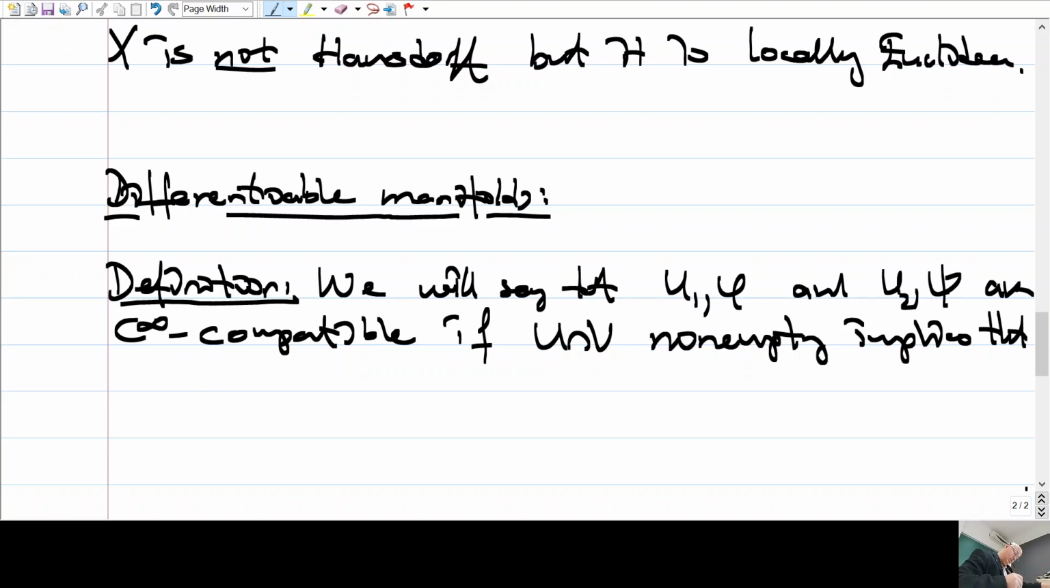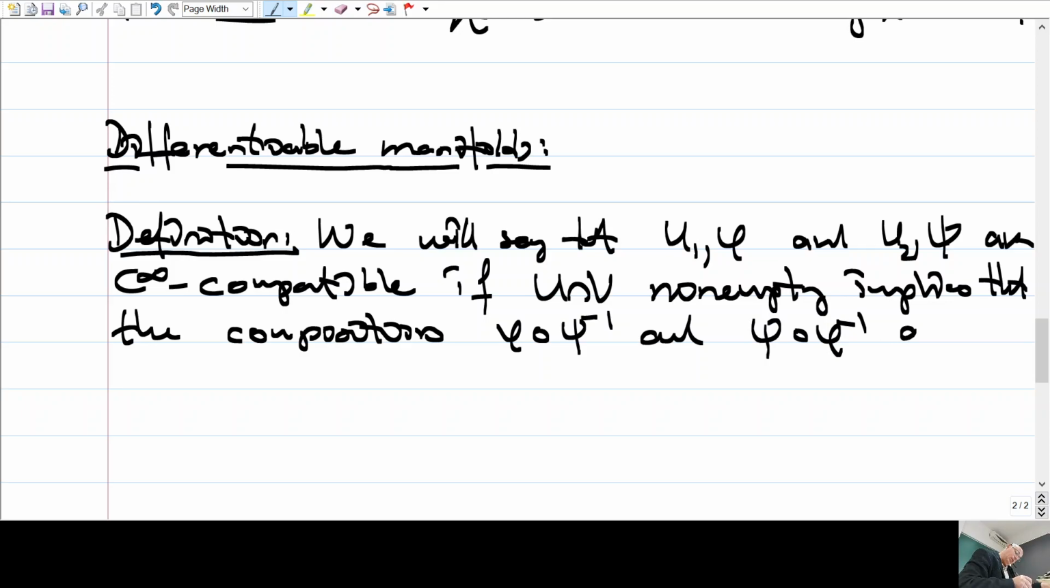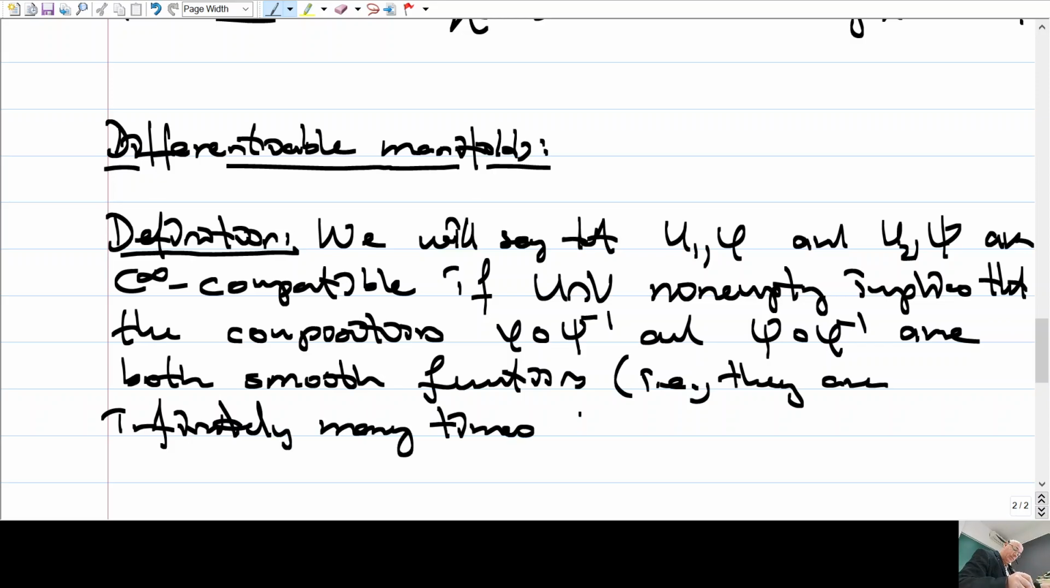the compositions, going with one and returning with the inverse of the other, are both smooth functions. Smooth functions means they are infinitely many times differentiable.